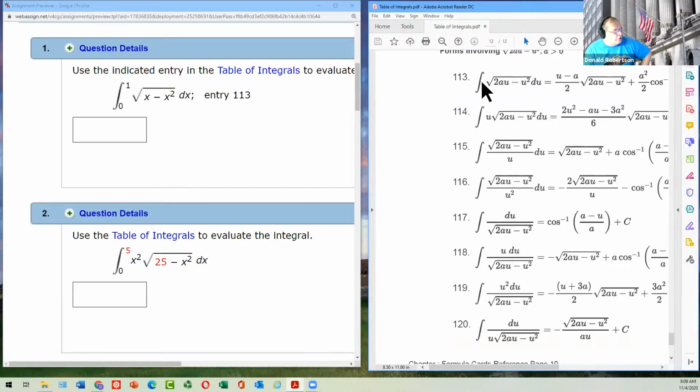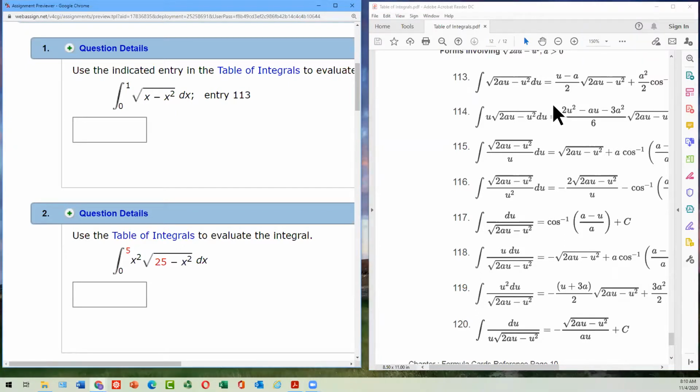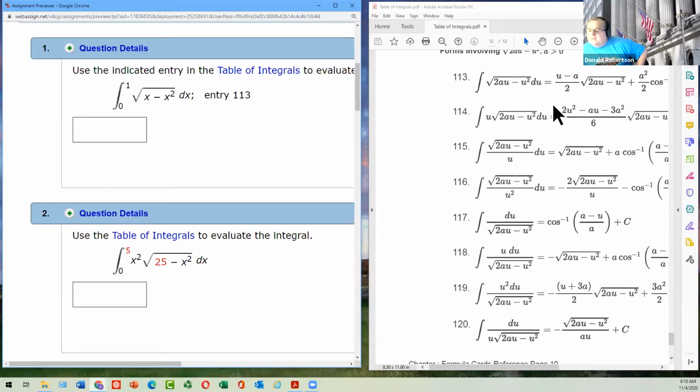Now, can you look at 113 and look at this integral? If you replace the x with the u, it looks just like this one, but with one added little difficulty. Do you see how this says 2a? Now, what number will 2a be in this question here? 1. Well, if 2a would be 1, correct. So a would be a half. Does that make sense? 2a would be equal to 1.